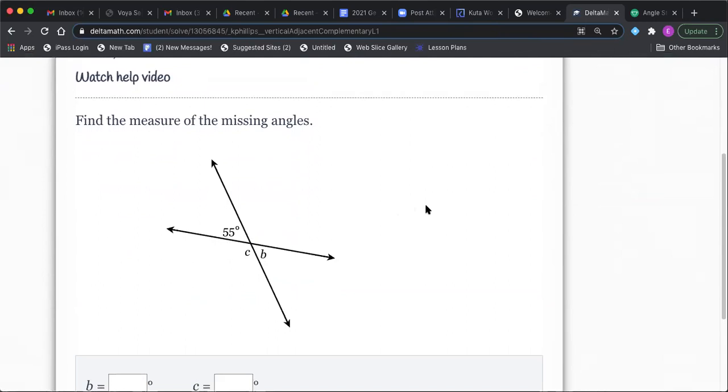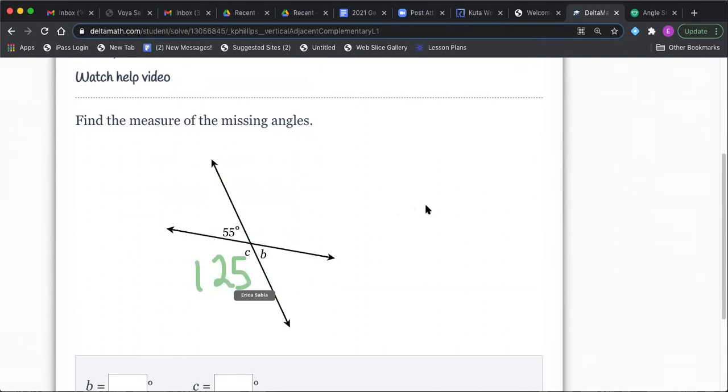Here's what I see. I have a straight line right here. These 2 have to add up to be 180. Those are a linear pair. So I can just do 180 minus 55. What's that, 125? So great. Now I know angle C is 125.